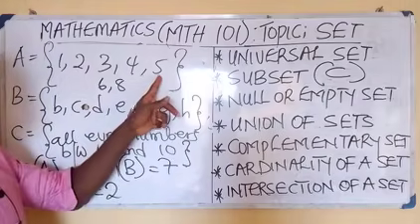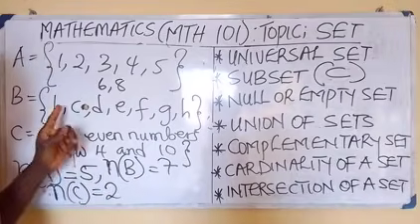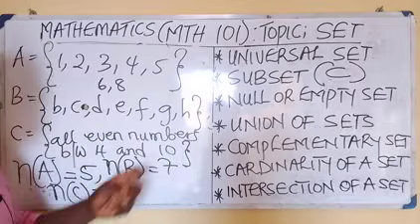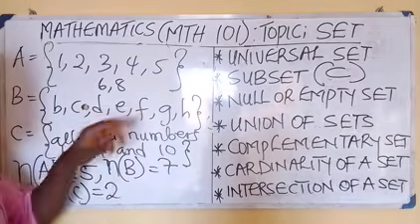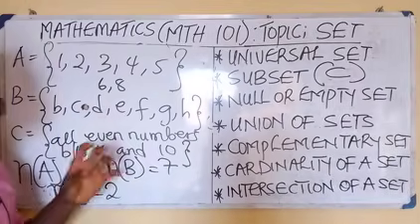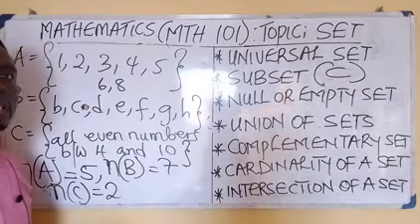1, 2, 3, 4, 5, that is 5. 1, 2, 3, 4, 5, 6, 7, that is 7. 1, 2, that is 2. So the cardinality is the total number of elements found in a given set.